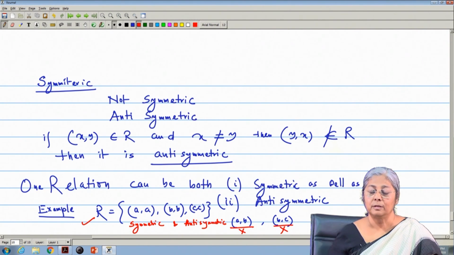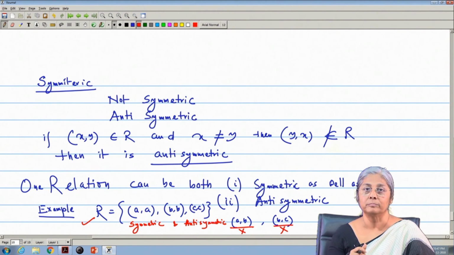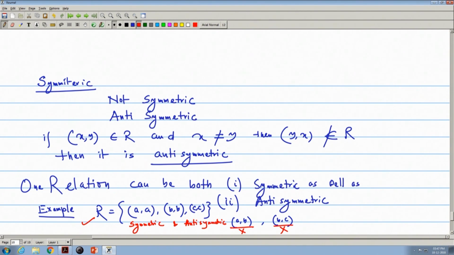Okay. So, with this we gave the idea of the basic relations and the three different types of relations, and then we will read the properties of relations.